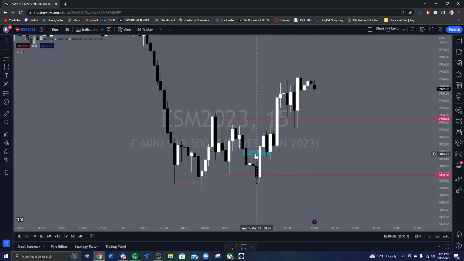Price traded back into it, and then we took out this sell side liquidity here, which was also equal low on ES. So that could have been a nice trade, a very clean trade. You could have got about 10 to 13 points depending on your entry. And now let's go over what I was looking at when we actually ripped to the upside here.